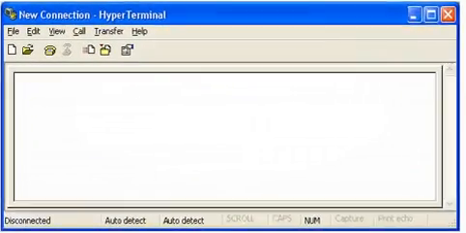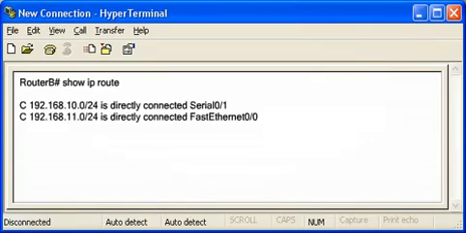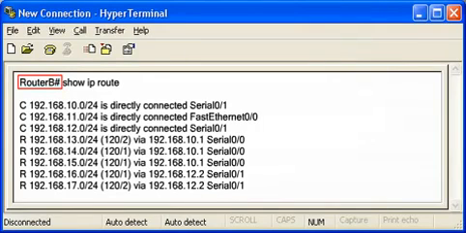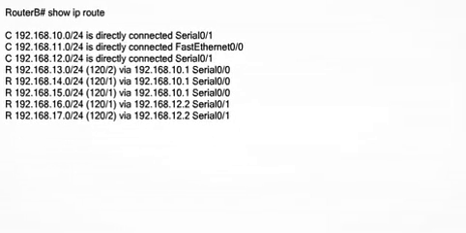Let's start with the routing table output. This output was produced with the show ip route command from the router with the hostname routerb. Now let's begin constructing the topology line by line. The directly connected networks are easiest, so let's do those first.